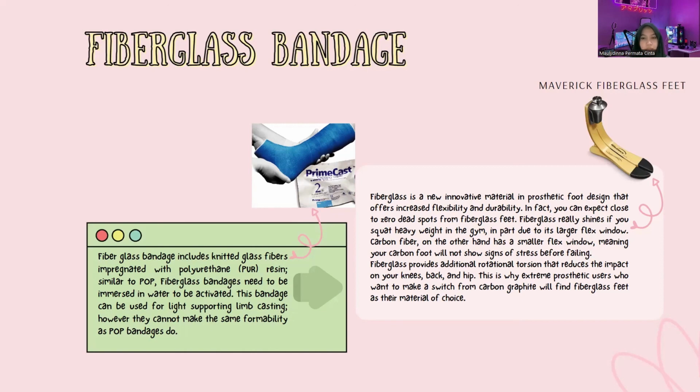Fiberglass provide additional rotational torsion that reduces the impact on your knees, back, and hip. This is why extreme prosthetics users who want to make a switch from carbon graphite will find fiberglass foot as their material of choice.